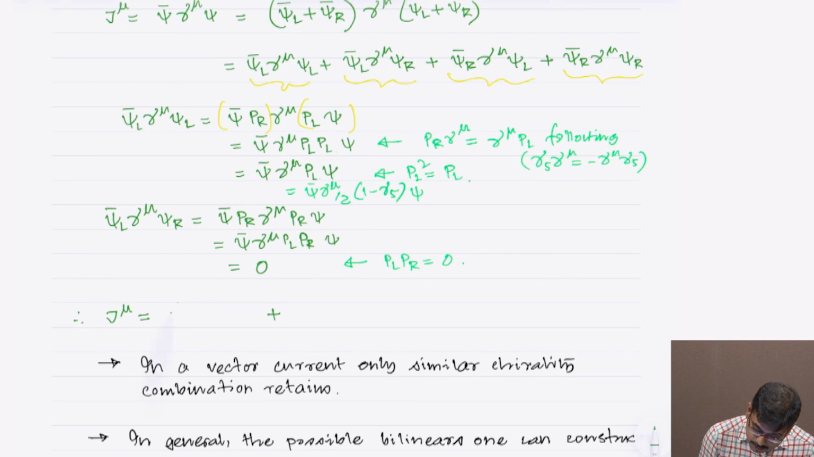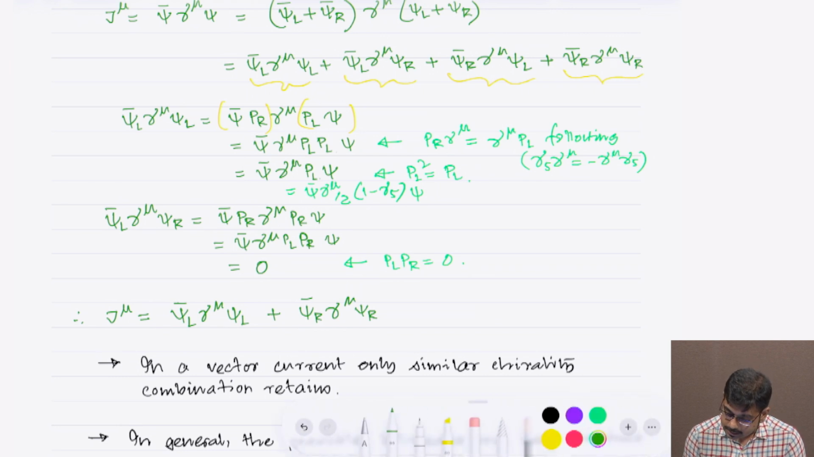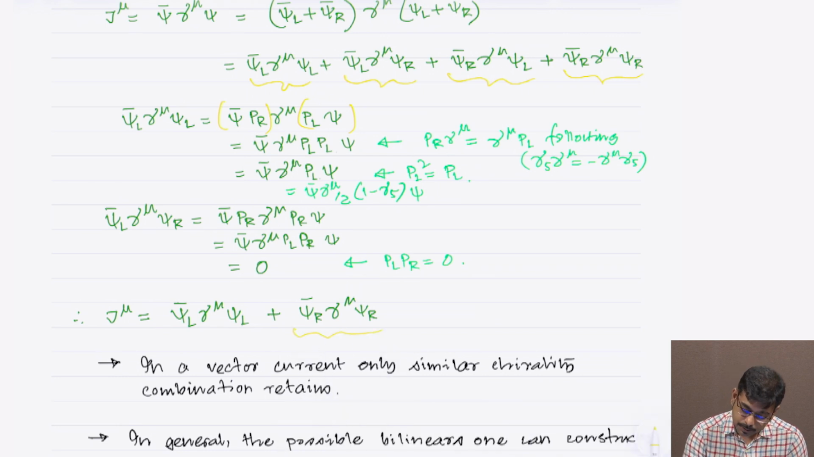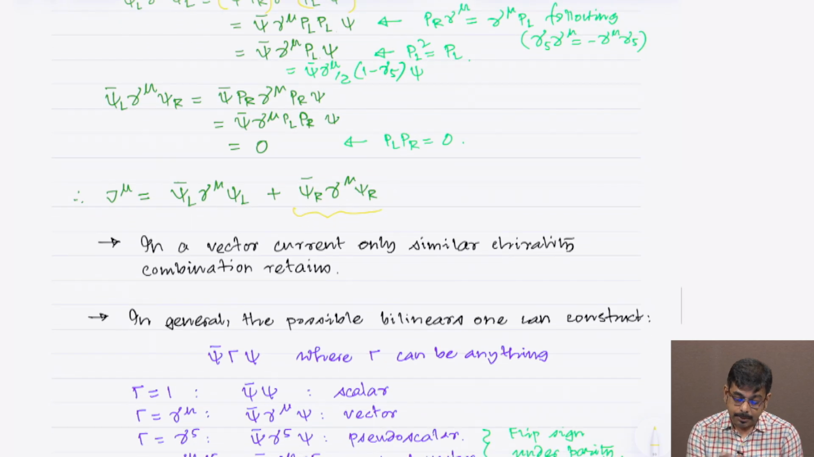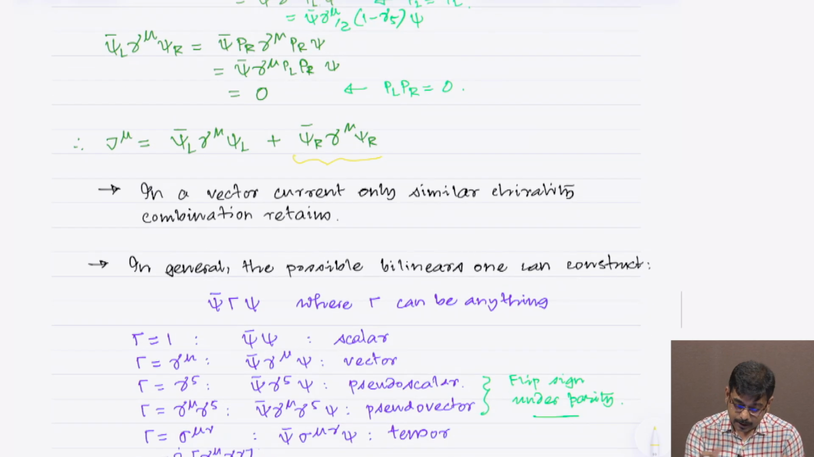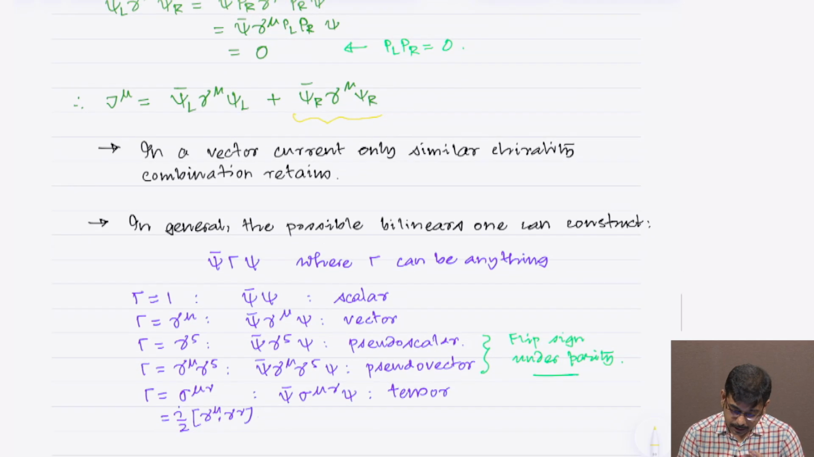Which will be there? Psi_L bar gamma^mu psi_L, the left chiral current so to say, and the right chiral current psi_R bar gamma^mu psi_R. So these are the terms. Let me explicitly show what this term corresponds to and how the other terms vanish. Psi_L bar gamma^mu psi_R is equal to 0, similarly psi_R bar gamma^mu psi_L is equal to 0, and the other non-zero terms are only these. So these 2 terms survive, and therefore you can conclude that in a vector current only the similar chirality combination is retained, while the admixture of different chiral combinations goes to 0.